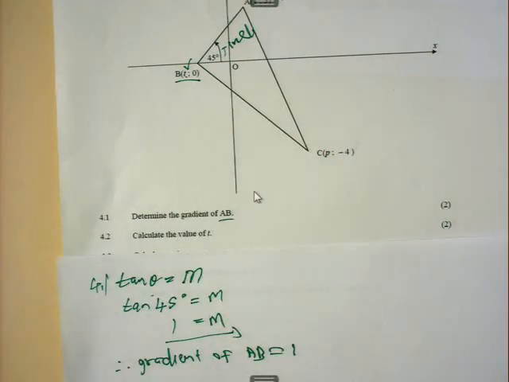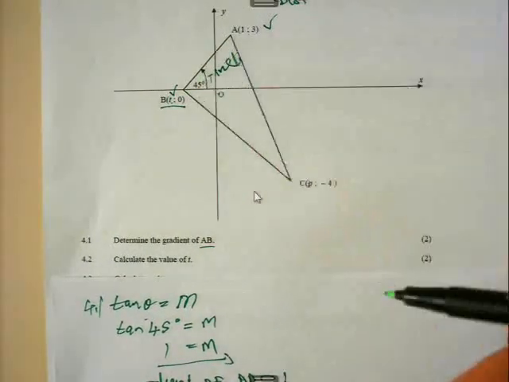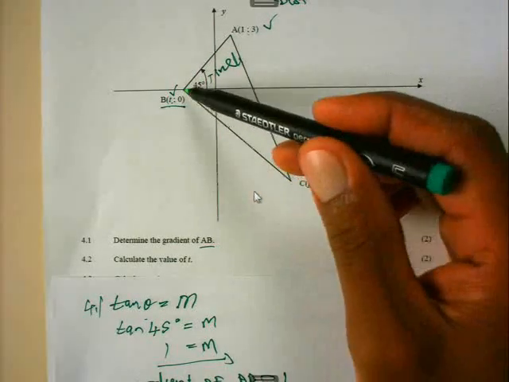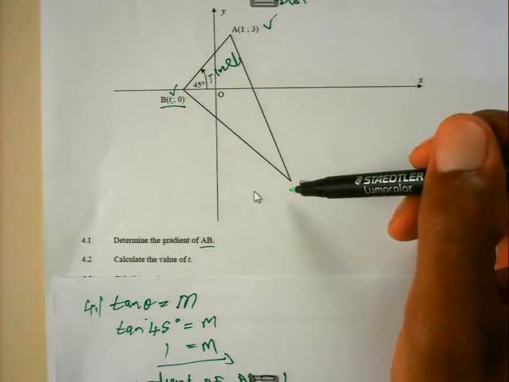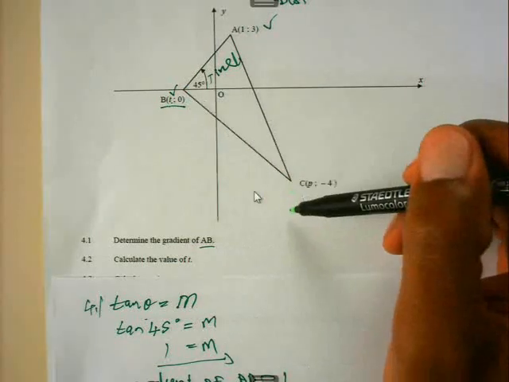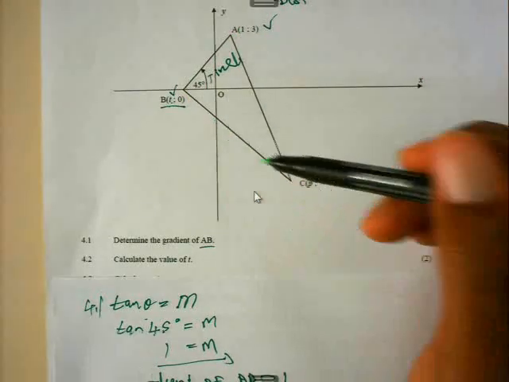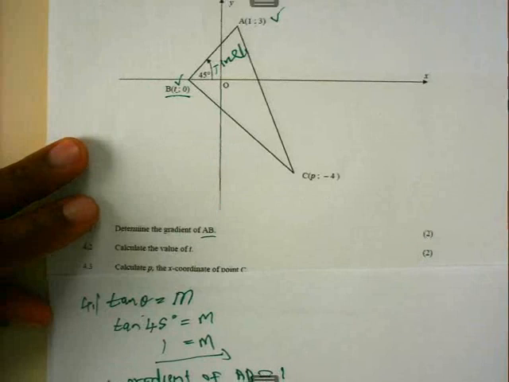4.2 says you must calculate the value of t. You can see here it is t. T is on the line AB, is that correct? T is on the line AB and also on the line BC. But we cannot use BC, because we don't have extra information on BC. With AB, we have the gradient of AB. Therefore, we can use the gradient formula, right? Yes, you agree that we can use the gradient formula.